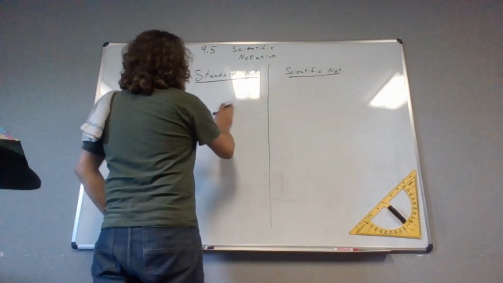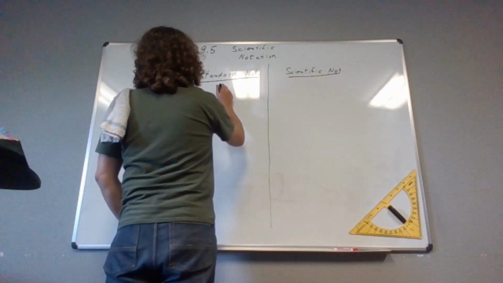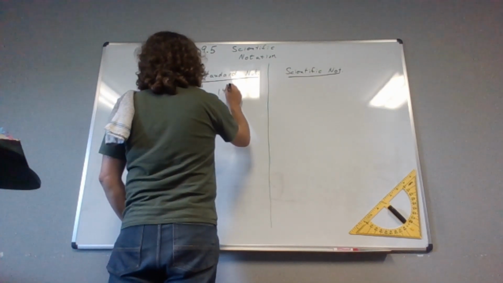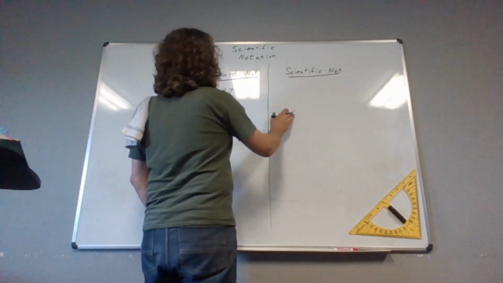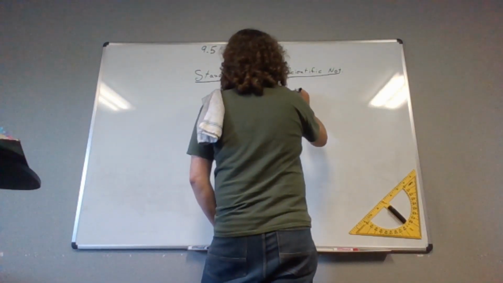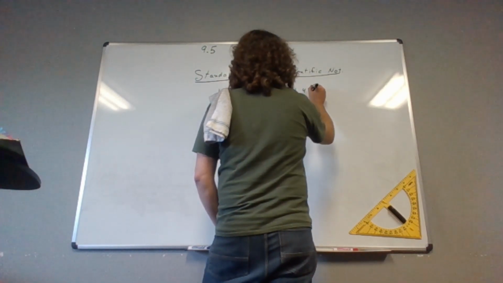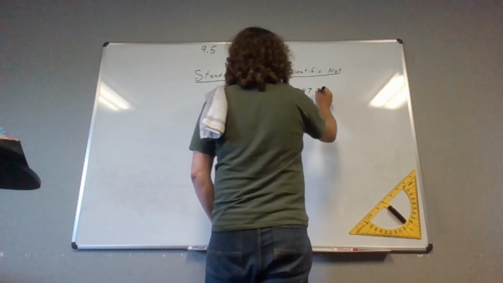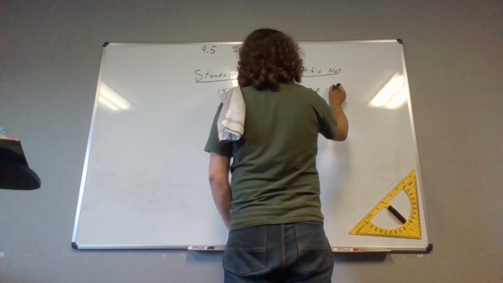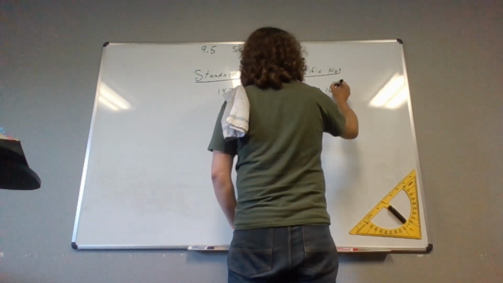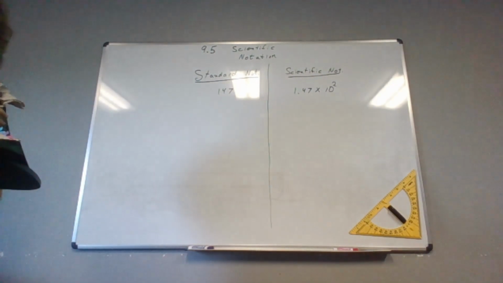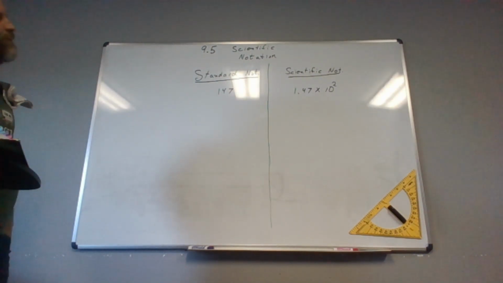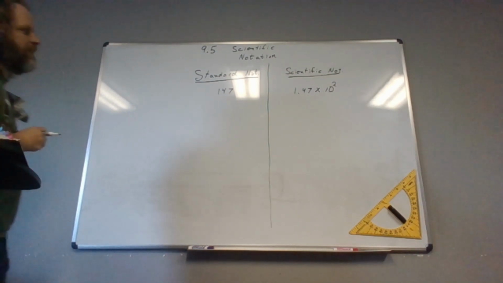Alright, so in standard notation, we can have the number 147. In scientific notation, this would be 1.47 times 10 squared. We'll have some examples of how to convert in a minute.